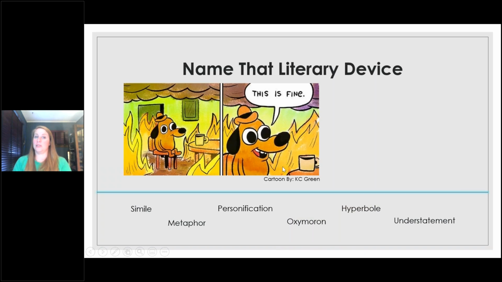All right, this is one of my favorite examples. We've got a cartoon here. It looks like a little maybe dog person, a little hat on, drinking some coffee, but he's surrounded by flames and then is seemingly saying, this is fine. That's right, it's understatement. We're using this really terrible situation of this dog being completely engulfed in flames and saying like, this is fine, saying it's really not that bad for comedic effect. So this is definitely a great example of understatement.